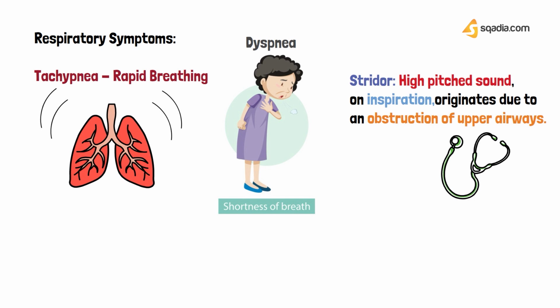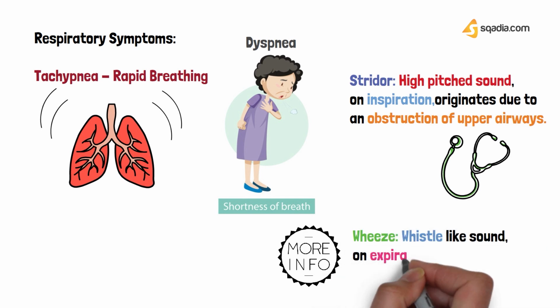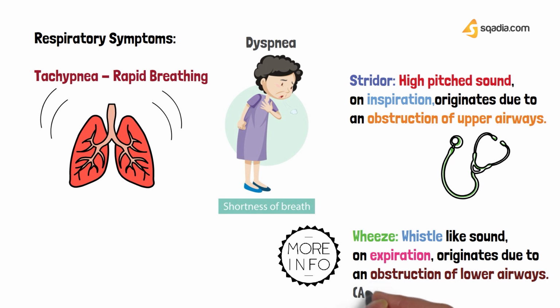Now, I've added some more information here so we can differentiate between stridor and wheezing. Now, wheezing does not occur in Ludwig's angina. Wheezing usually occurs in asthma or bronchial diseases. So, wheezing is a whistle-like sound, and it happens usually on expiration, when we breathe air out. And it usually occurs due to the obstruction of the lower airways.